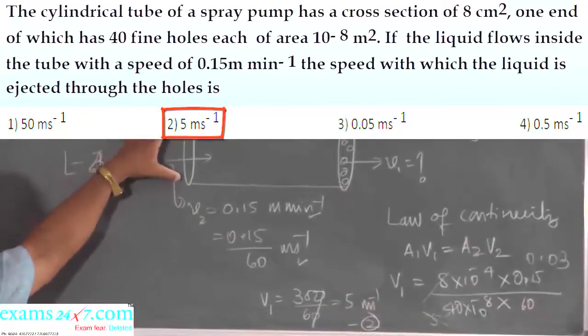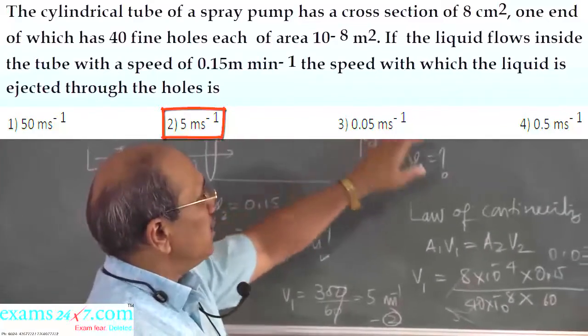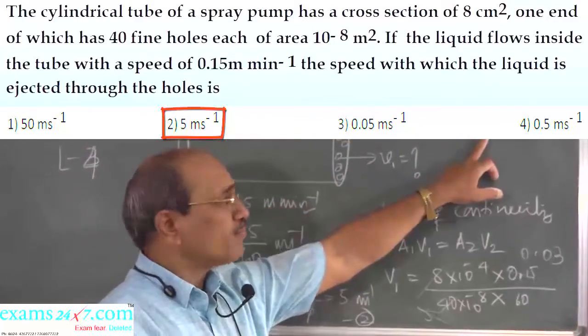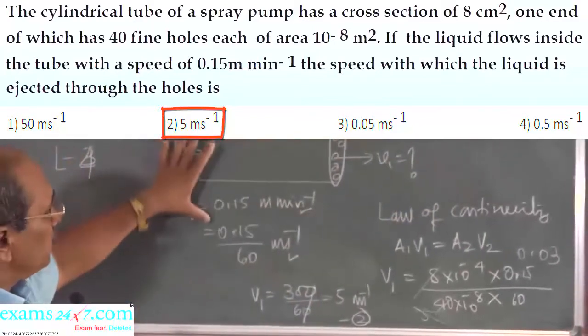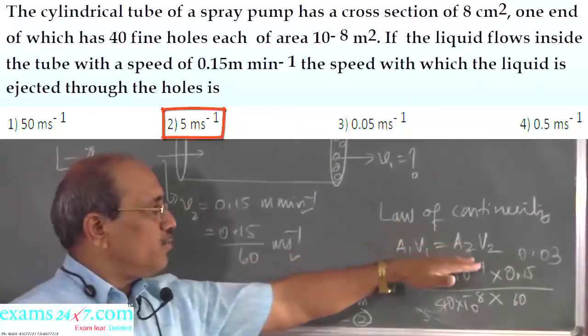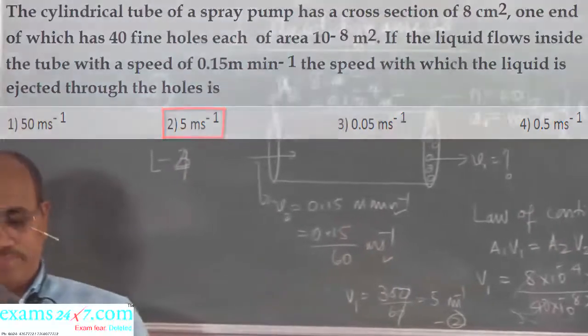So here, one side has a single hole, and on the other side there are a number of holes. The area of each is given. Consider it as a single hole of that total area. Convert the units properly and use the law of continuity: A1 V1 is equal to A2 V2. Correctly substitute and get the answer, V1 equal to that much.